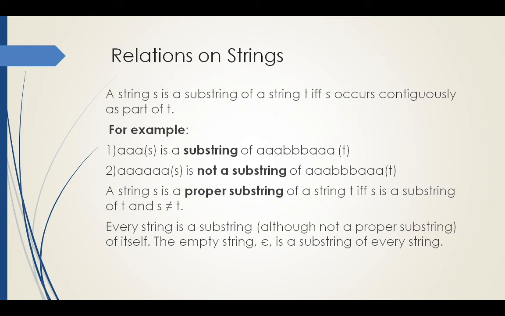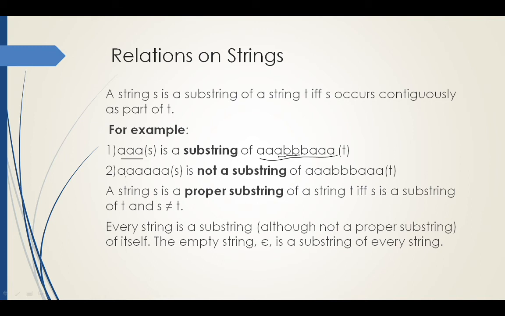So this is a given string, where A is what? The substring of this. So here A's are occurring continuously. So A is a substring, AB is a substring, ABB is a substring, or BBB is a substring, or BBA is a substring of a string T.